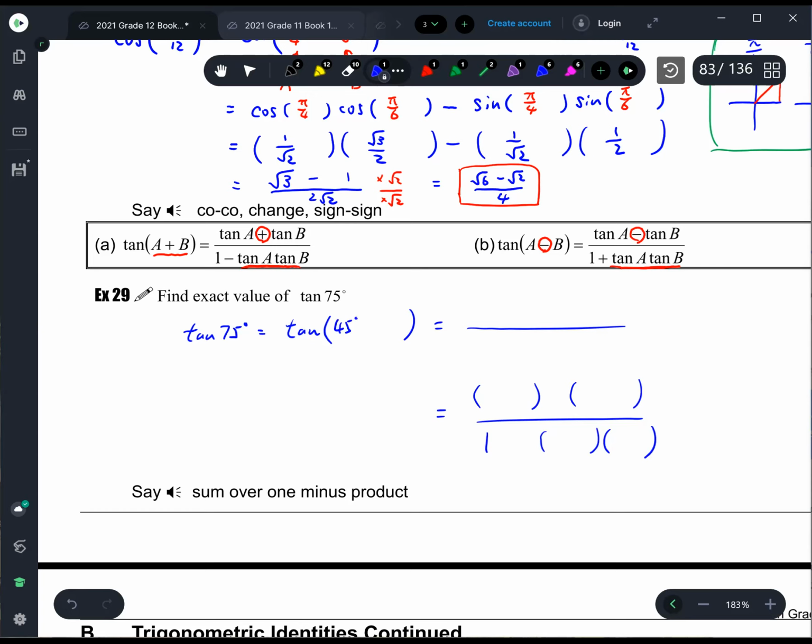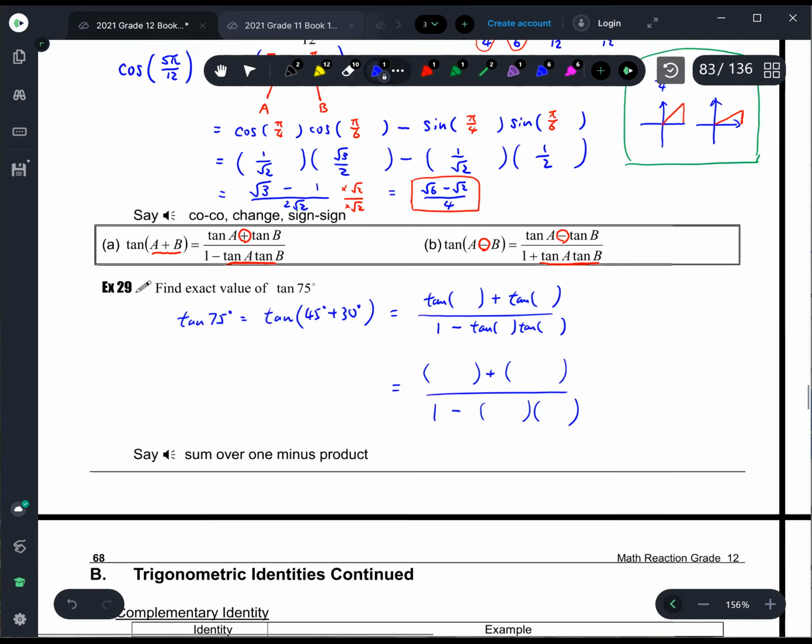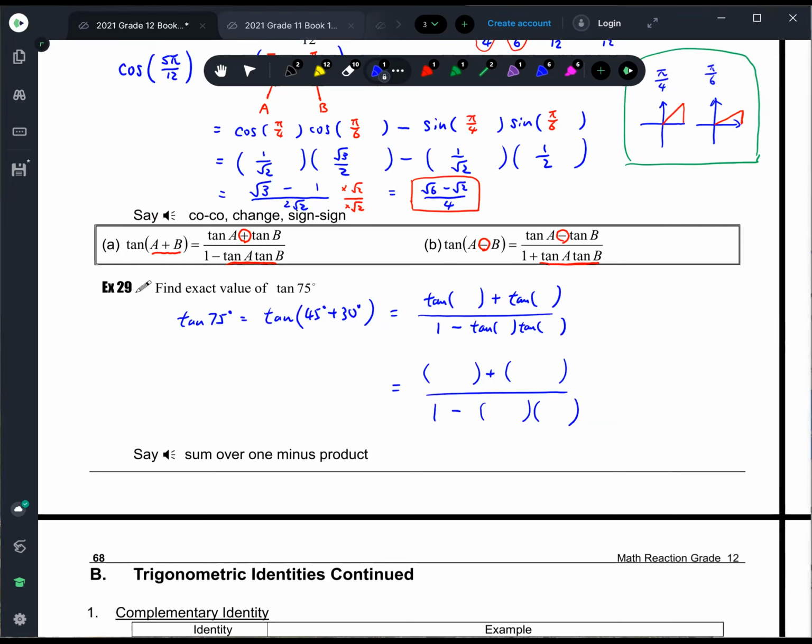45 and 30. So we do adding, right? If it's adding, it will be tangent sum, tangent 45 plus tangent 30 over 1 minus tangent times tangent. If it's adding on the top, it will be minus on the bottom. So I'll let you fill out all the blanks. We'll talk about how to rationalize this one. This one is more difficult to rationalize. So please raise your hand again once you have all the blanks filled in.